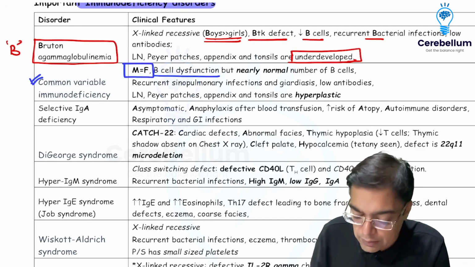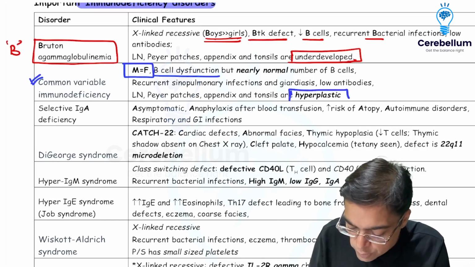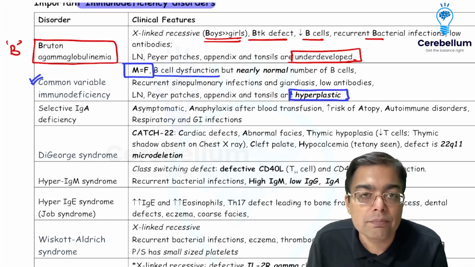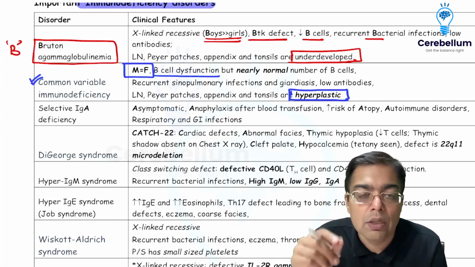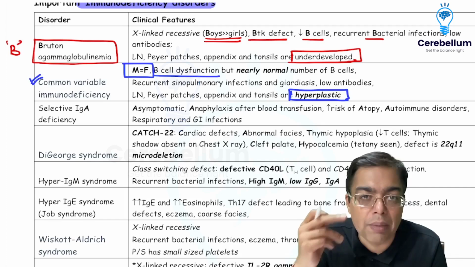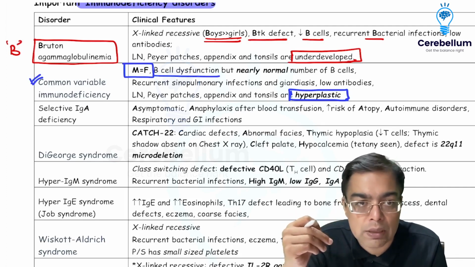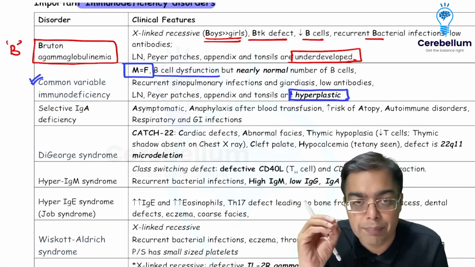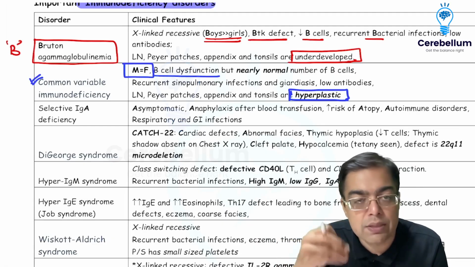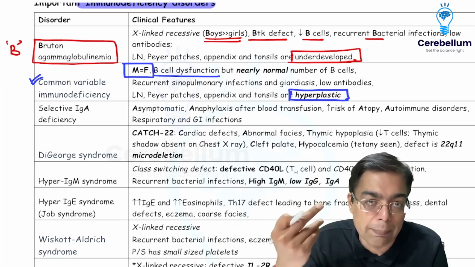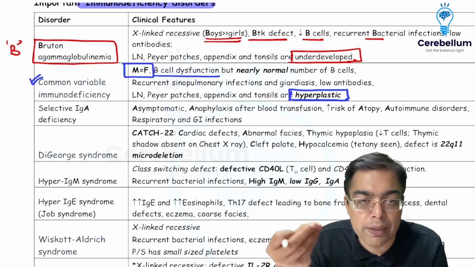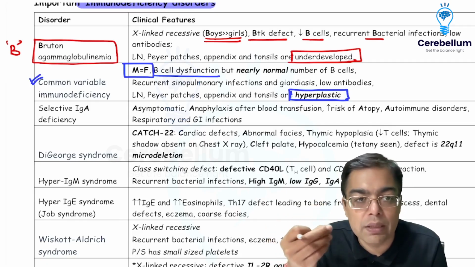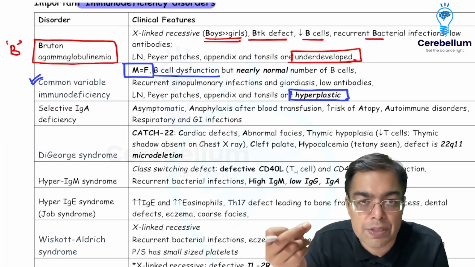fact is that the areas in which B cells are present are actually going to be hyperplastic. So B cell defect, low concentration of antibodies, but when we talk about atrophy of the organs, we think in terms of Bruton's. B cell problem, antibodies are less, recurrent infections, but when we talk about the hyperplasia of the organs like the lymphoid tissue, tonsils, appendix, right, we think in terms of CVID, common variable immunodeficiency disease.